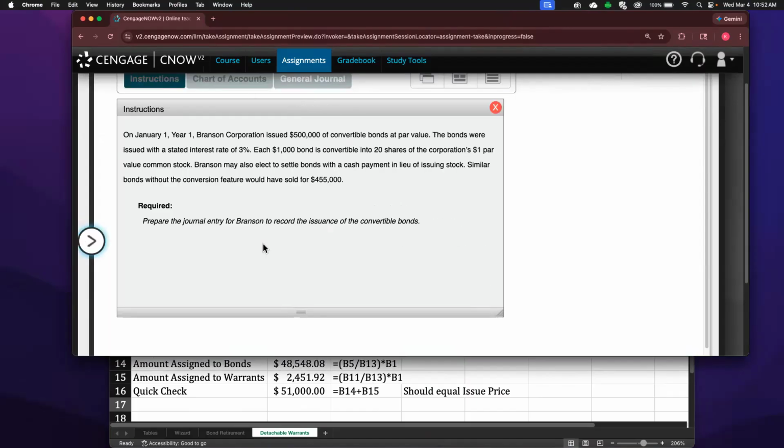Okay. January 1st, year one, Branson Corporation issued $500,000 of convertible bonds at par value. The bonds were issued with a stated interest rate of 3%. Each $1,000 bond is convertible into 20 shares of the corporation's $1 par value common stock. Branson may also elect to settle bonds with a cash payment in lieu of issuing stock. Similar bonds without the conversion feature would have sold for $455,000.